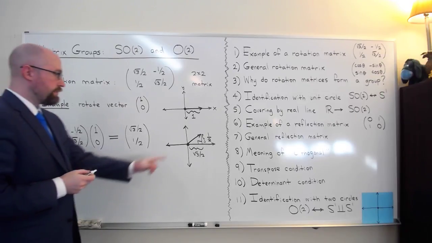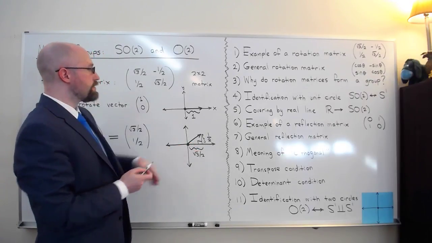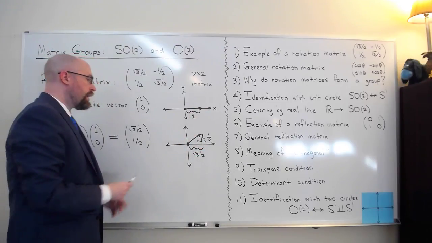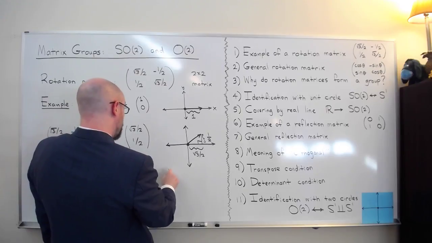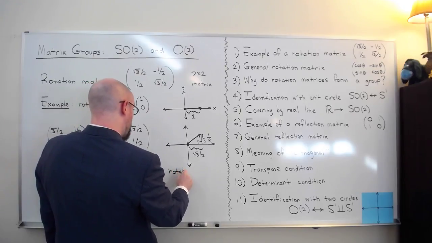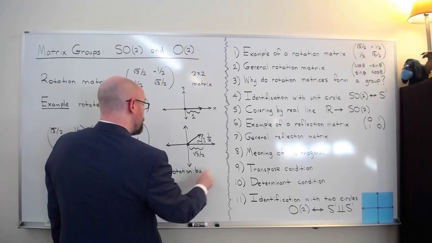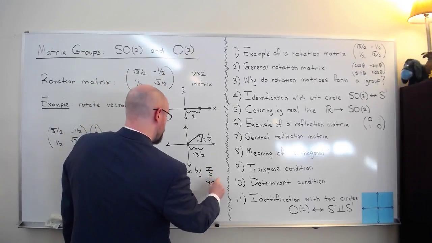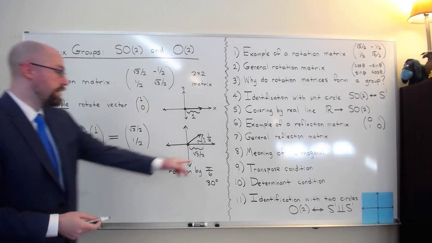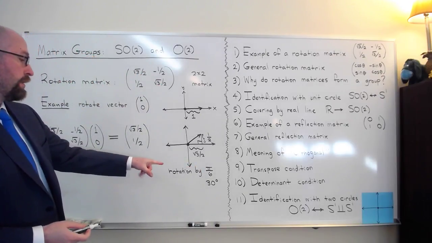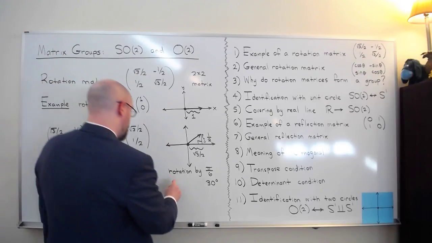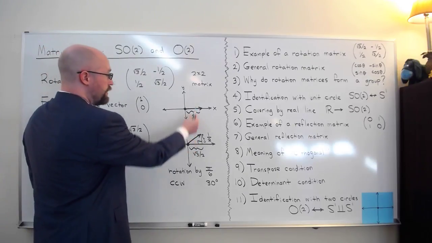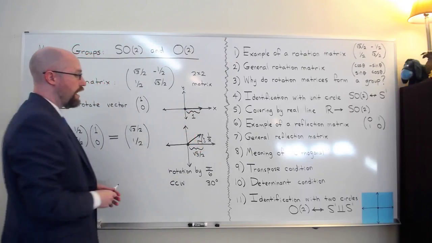Now, you can sort of see visually what's happened. It's taken this vector here and it has rotated it. What this will amount to is a rotation by, if you think about radians, pi over 6 radians. If you want to think about degrees, it will be 30 degrees, whichever way you want to say it. And it's counterclockwise. So it's starting the vector out here, and then it rotates it up like that.